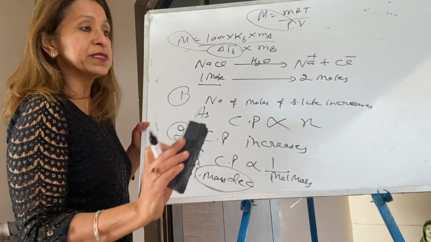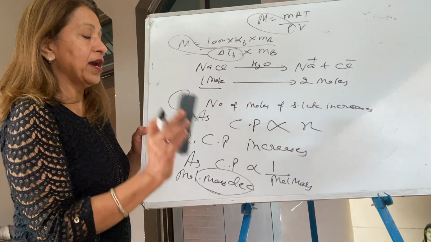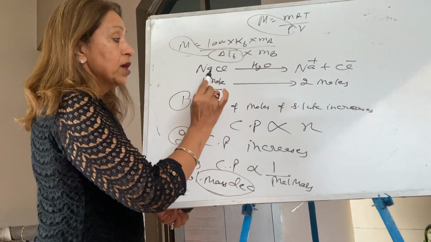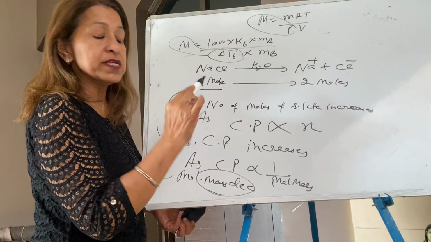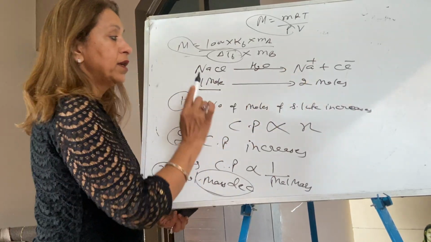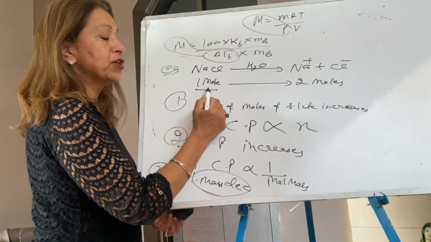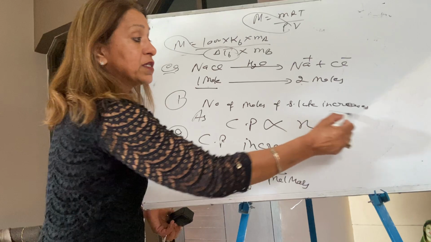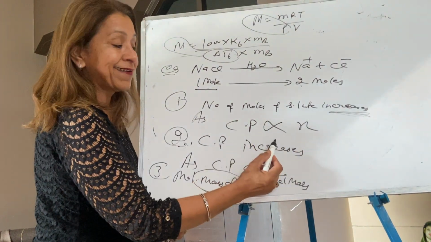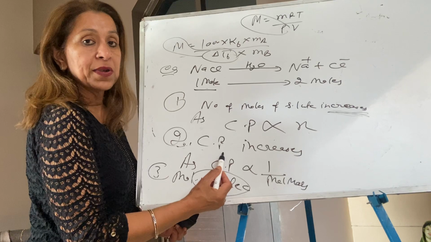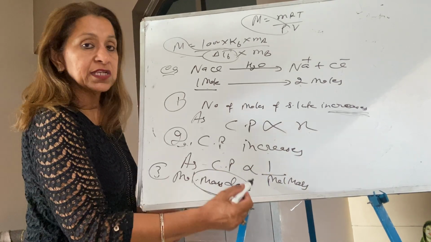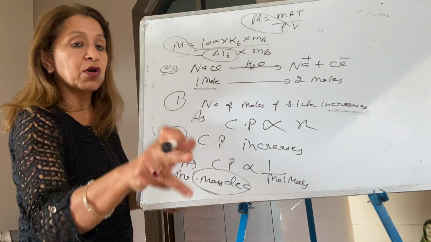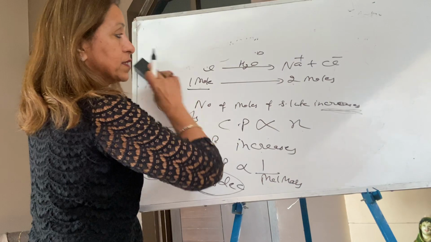Slowly and slowly it will become a very simple topic. You go on writing each and everything. Within 5 minutes the topic gets clear. But right now, this is my dissociation. Again listen, NaCl dissociated into 2 moles. That means when anything gets dissociated, its number of moles increases. Colligative properties are directly proportional to moles, so colligative property increases. Colligative property is inversely proportional to molecular mass, so molecular mass decreases. This decrease in molecular mass is an abnormal molecular mass.